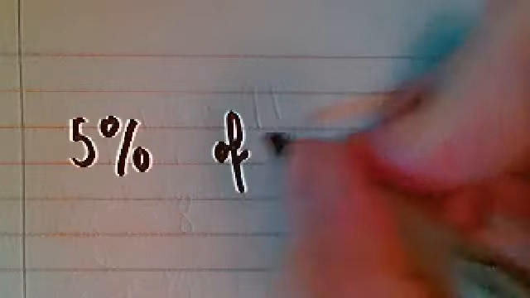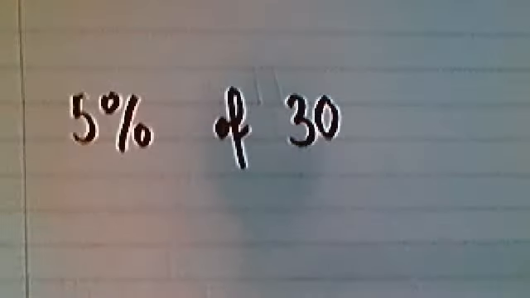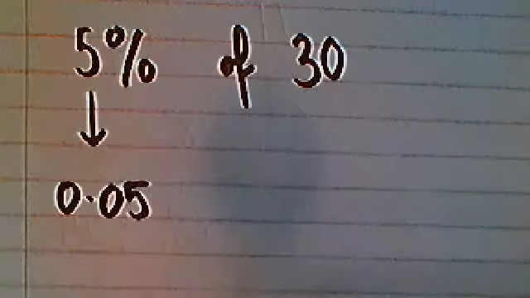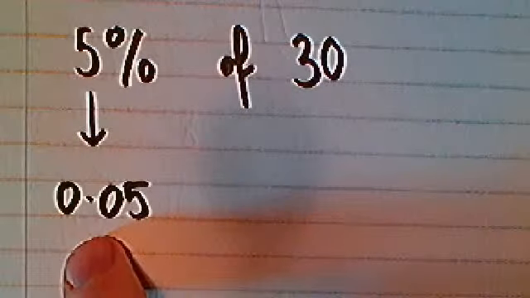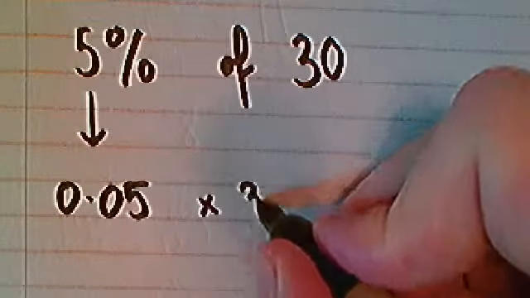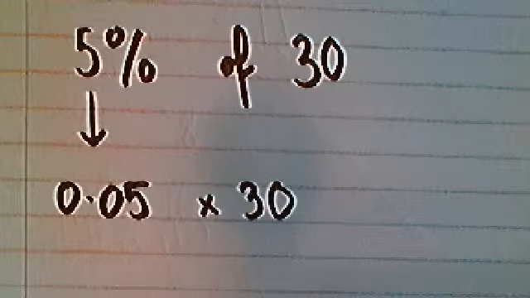The first thing you do, say if you had a question like find 5% of 30. Now, to do this in a calculator, it's much easier. You convert this percentage to a decimal. If it's 5%, that works out as 0.05 in the calculator. And all you do is multiply 0.05 by the amount you want, so 0.05 times 30.